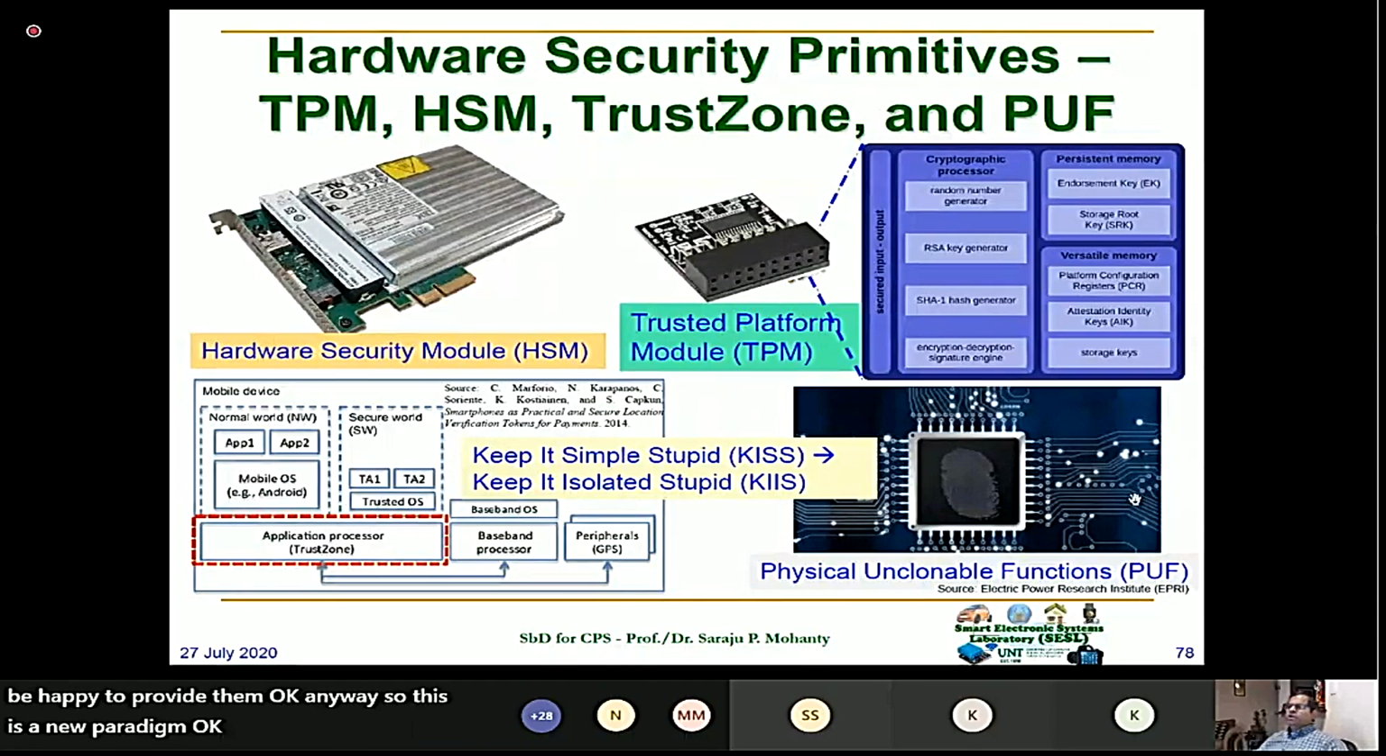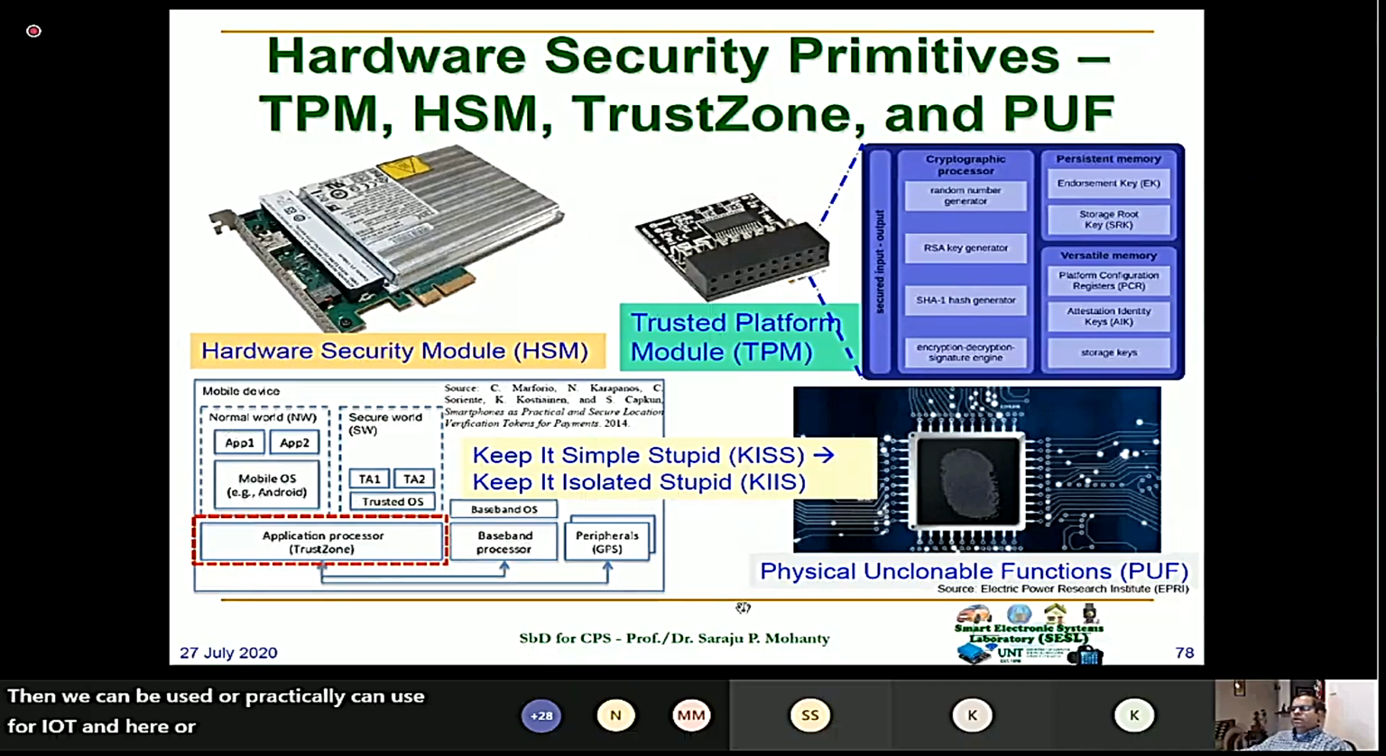When I was reading about what hardware security primitives we can think of, I found that TPM, trusted platform module, is an example of a hardware security paradigm. These are there in many motherboards, and we can use them. It has its own set of advantages and disadvantages, but it is working and is used. Then there is the hardware security module, HSM, which is also used, but it is heavy duty. It is part of a server and cannot be used for IoT, whereas TPM can reasonably be used for IoT.